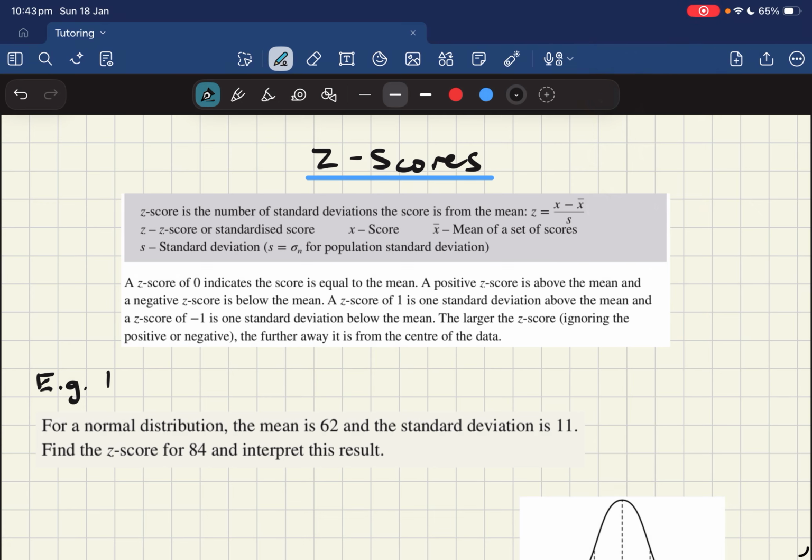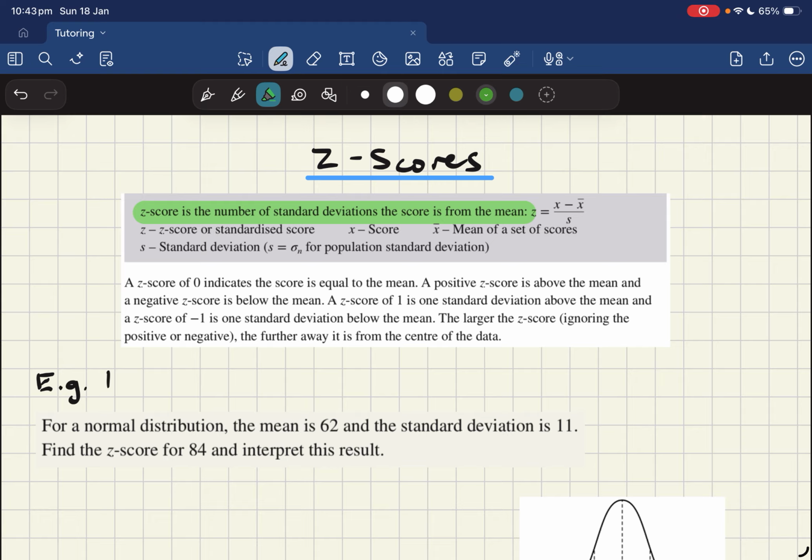So in this video, we are talking about z-scores. Now, a z-score is the number of standard deviations a score is from the mean. So this first sentence is our definition of a z-score. Now, we've already sort of dealt with this indirectly before.